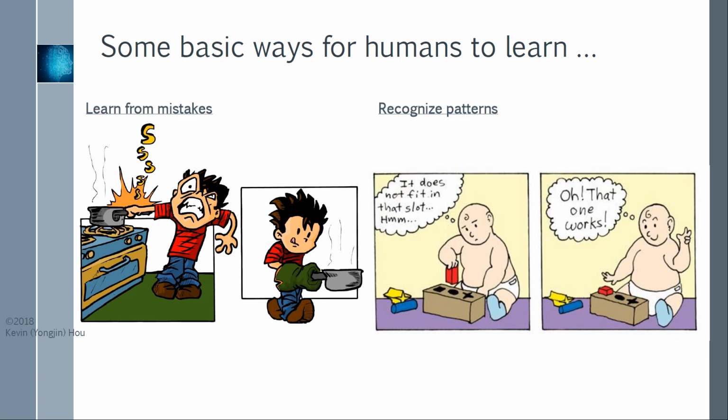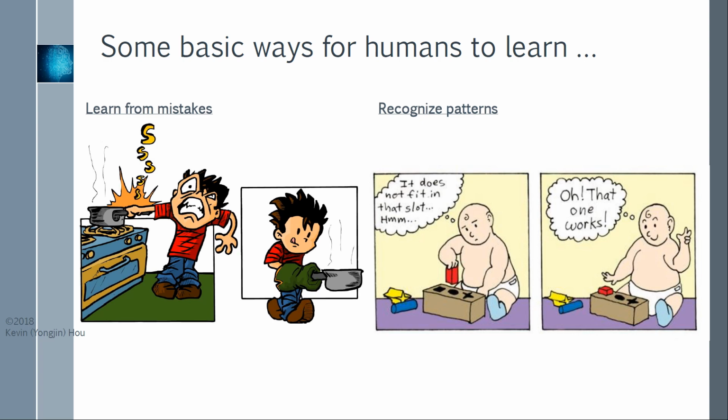Now let's first step back and think about how humans learn. One way for humans to learn is to learn from mistakes. When we make a mistake, it often comes with a cost. In the cartoon, the boy's hand is burned as he is trying to hold the handle of a burning pot. Next time, he likely learned from his mistake and will be able to avoid being burned again.